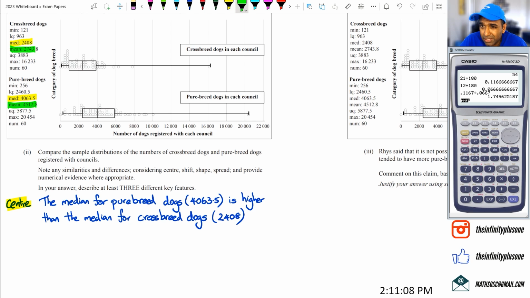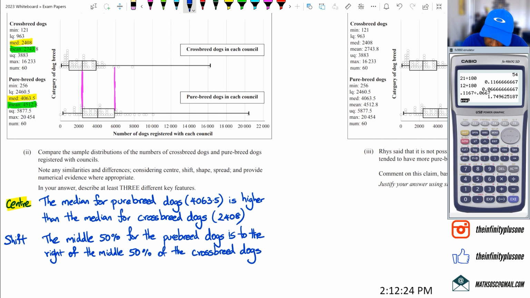Now, really important that you guys state the values. It's something I always forget to write, but for you folks, if you are writing it, make sure you write the values. The next one worth talking about is the shift itself. So if you look at it, the middle 50% for the purebred dogs is shifted to the right compared to the middle 50% of the crossbreed dogs.